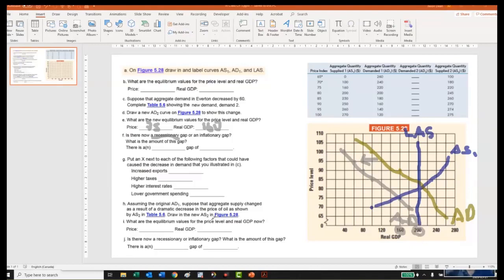Now, what could have caused the aggregate demand curve to shift? Would increased exports cause it to shift to the left? Higher taxes, higher interest rates, and lower government spending?